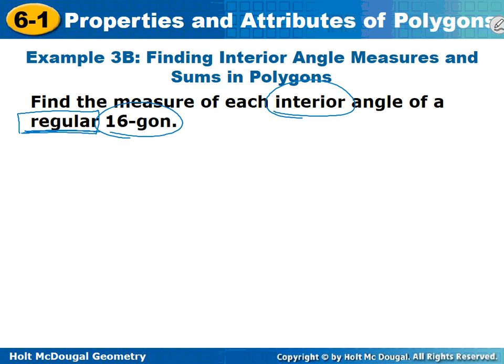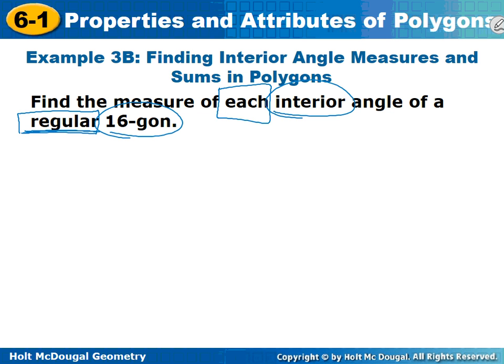Okay? So we want to find the measure of the interior angle. What interior angle? Each. That's going to be our next keyword. So we're not looking for the sum, we're looking for each interior angle. You can only do that if it is regular. So add this to your formulas. If it's regular, that means all the angles are equal. You can find out what each one of them is by taking the sum.